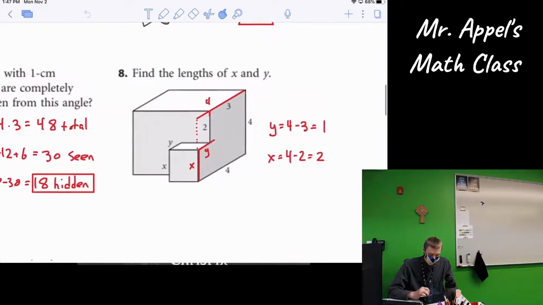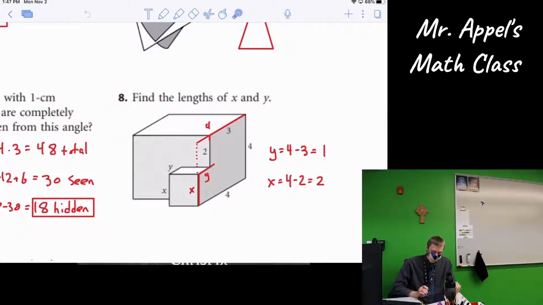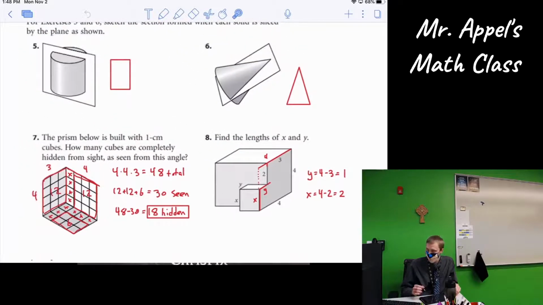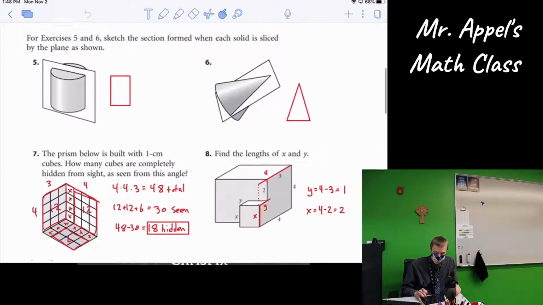And then number 8, we know that this block is 4 tall total. This much is 2, so that leaves 2 left down here for x. And if we transfer this 4, we know it's 4 all the way across, but it's 3 up here, so this extra bit down there must be 1. So some transfers across the shape and then subtraction to get those. Does anyone have any further questions on these exercises?